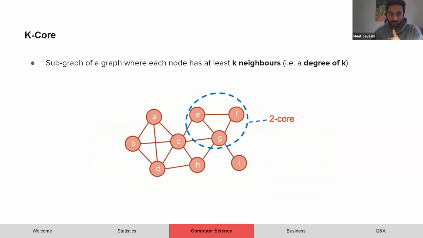What is KCore? Okay. KCore is a subgraph of a graph where each node has at least k neighbors, where k determines the degree, right? How many nodes is that particular node connected to, or how many neighbors does that particular node have? For example, node E has 2 neighbors, F and G. Okay, that's why it is a 2-core.